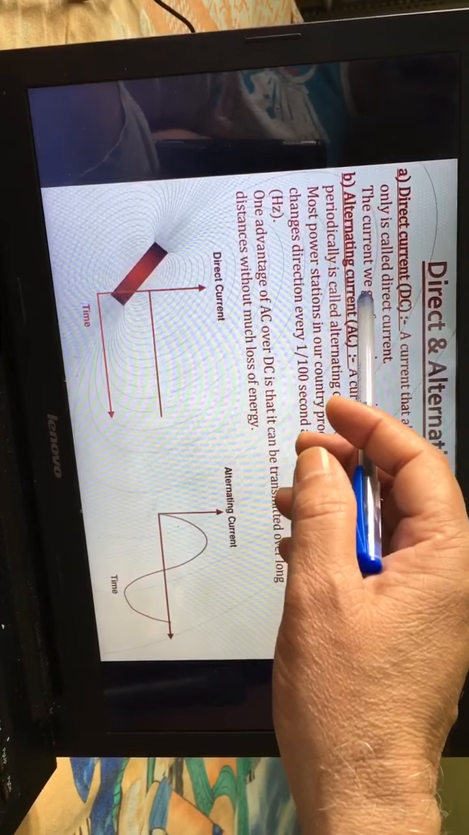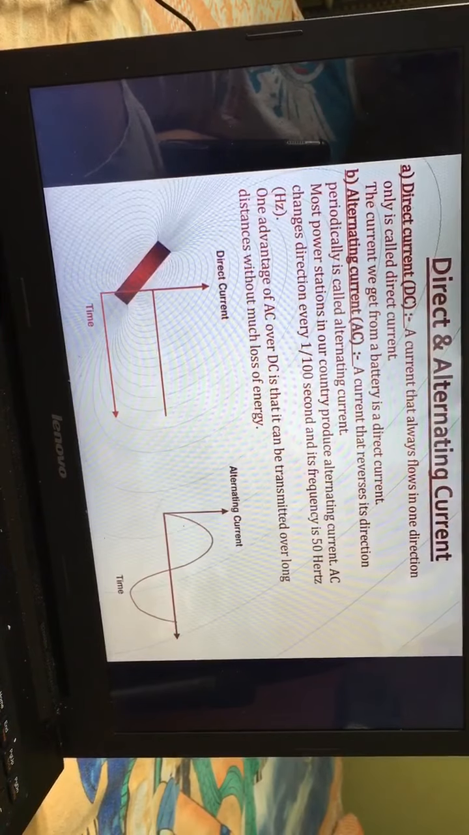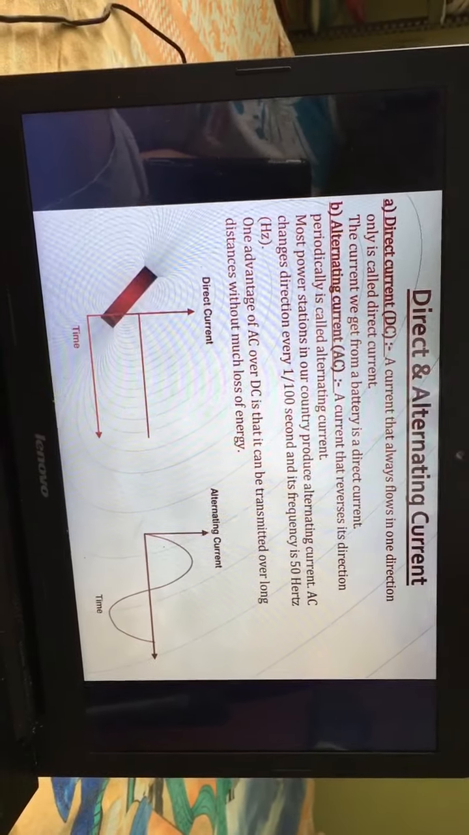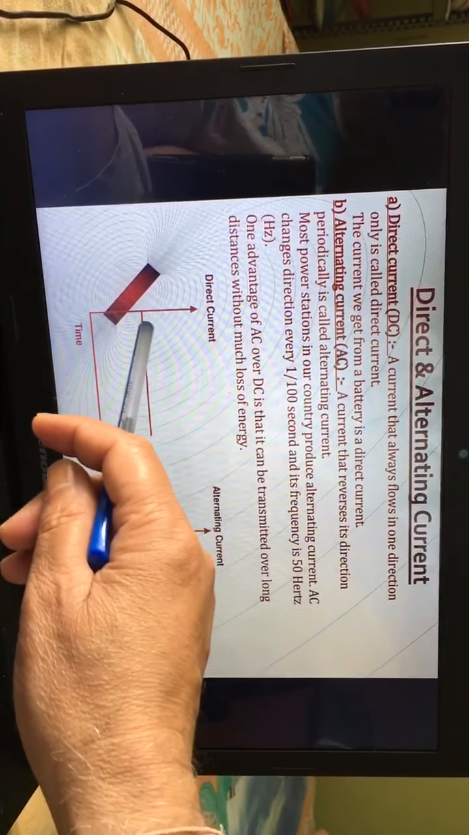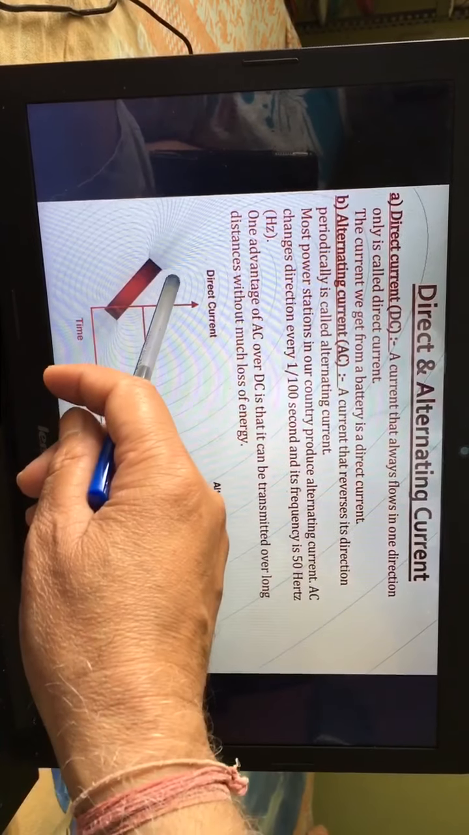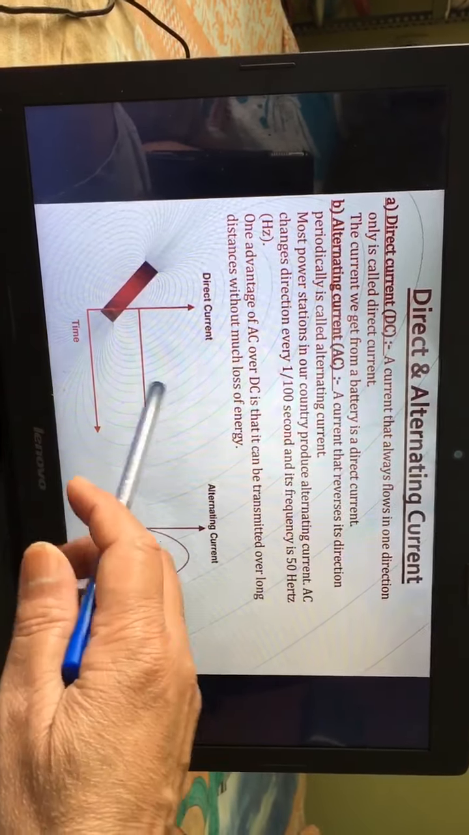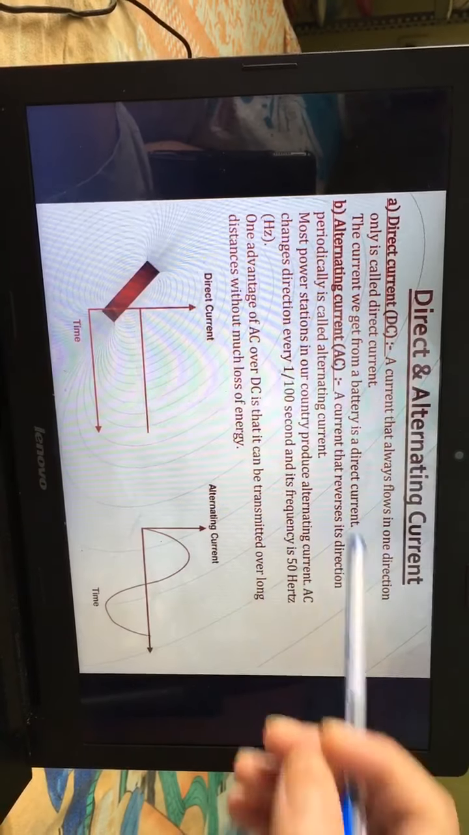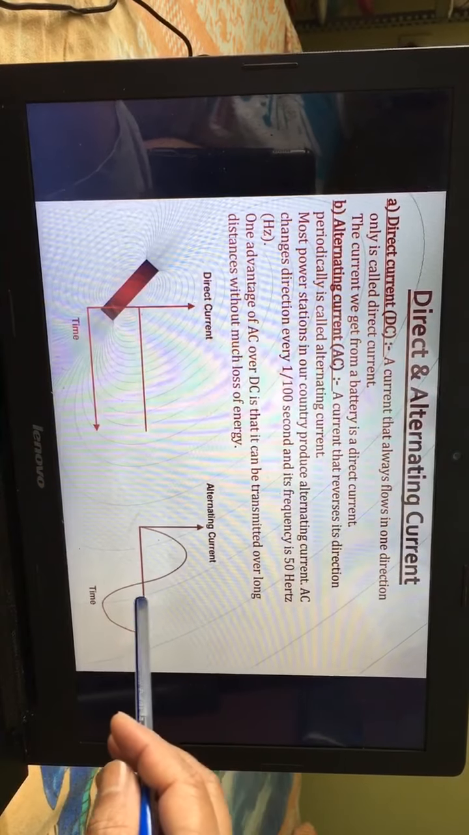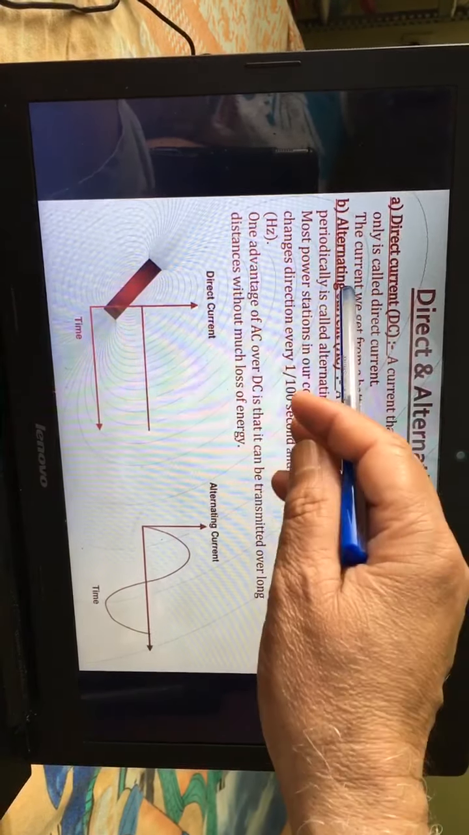And the current we get from battery cells is called what? DC. And the frequency of DC is what? 0. And DC current, with the help of a diagram, we can explain like this. With time and current, the current always flows in the same direction. Now what is AC current? Current which reverses its direction periodically. Once it goes up, again down, so the direction is always changing. That's why it is called alternating current.